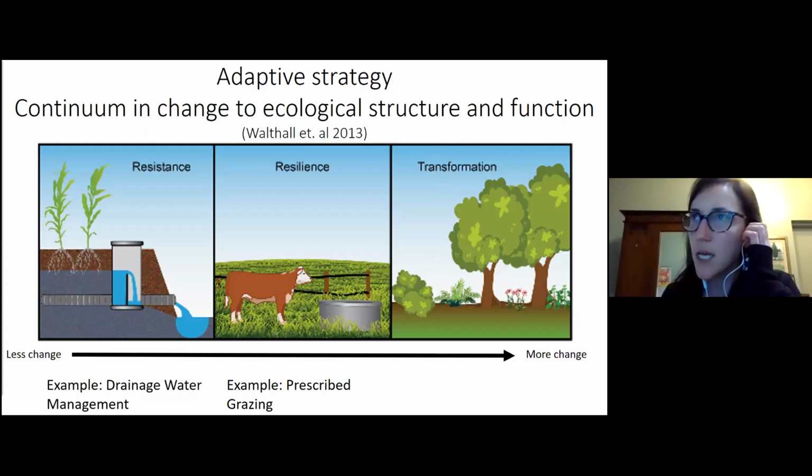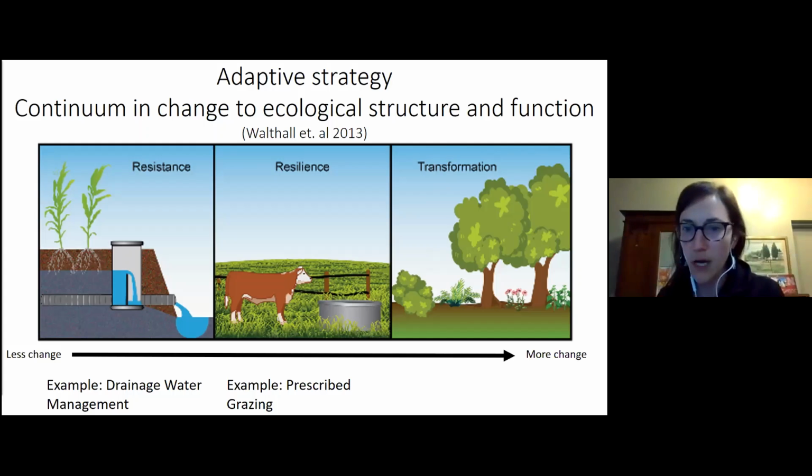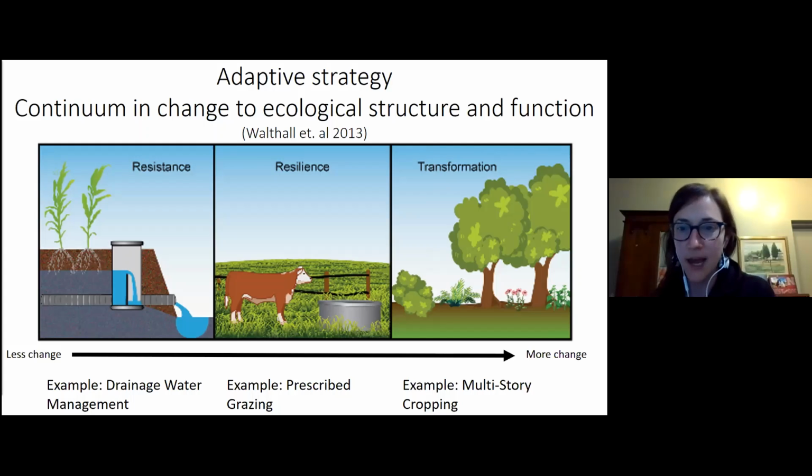The resilience framework is one where you could describe the form and function of the ecosystem as adapted to try to buffer the effects without a major change to the system. And then the idea of transformation is that these are strategies that facilitate a transition of the agroecosystem to something that's different in its structure and function, to be better suited for sustaining production into projected changes.